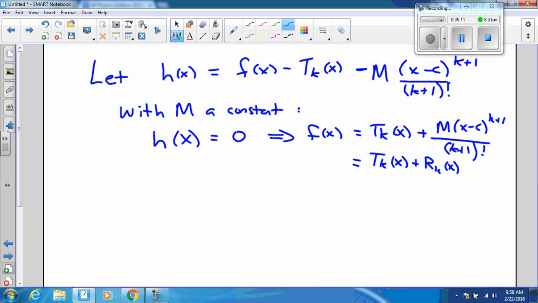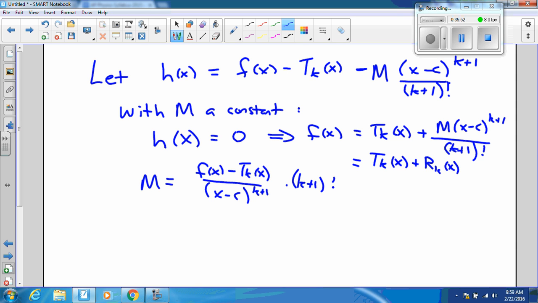Now you say, well, can you really choose M to be that value? Well, sure I can. All I have to do is to choose M so that it is equal to the difference between f and T over (x minus c) to the k plus 1 times (k plus 1) factorial. In other words, I just have to do a little bit of algebra. The only trick to this is that I don't actually know the value of f of x, so I don't really know the value of M, but I know there is one. And that's the key. It's unknown, but it definitely exists.